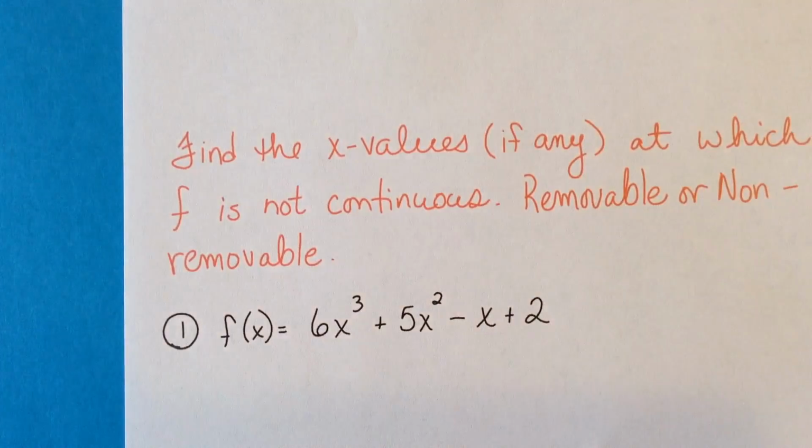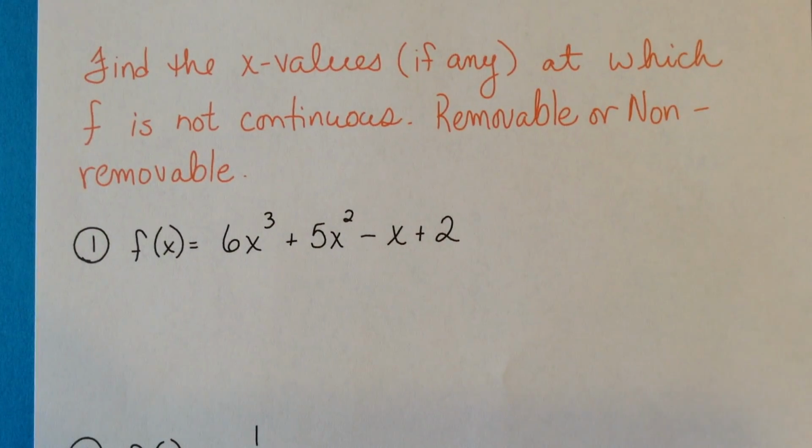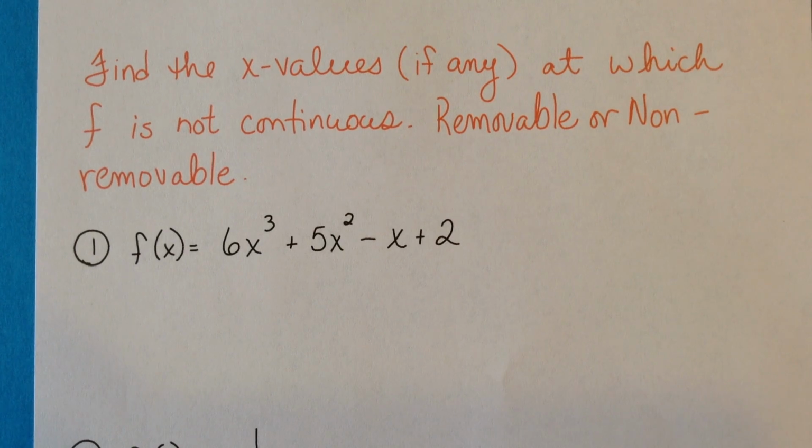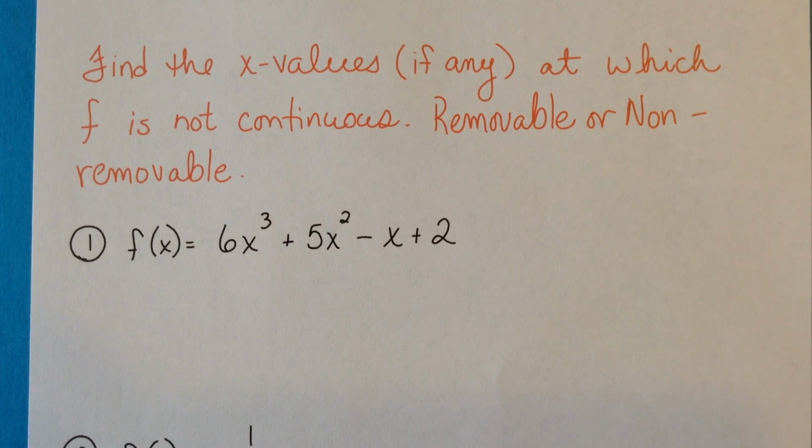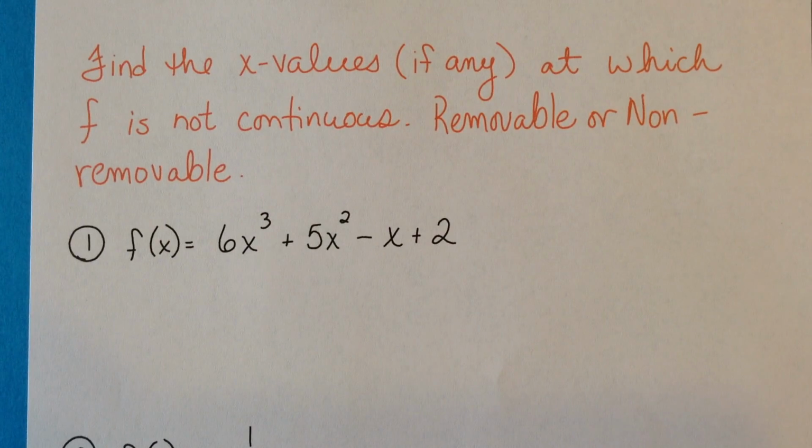So still continuing with the same concept that we just finished discussing, but I don't have the graphs here on this one. So find the x values, if any, at which f is not continuous, and then of course state whether it's removable or non-removable. Now I'm just going to get the answers to these based on what we know about certain types of functions, but again, you can always graph these functions in your calculator to double check yourself. Now remember, when you're talking about continuity, it's always in reference to x. So like if you'll notice here, find the x values.